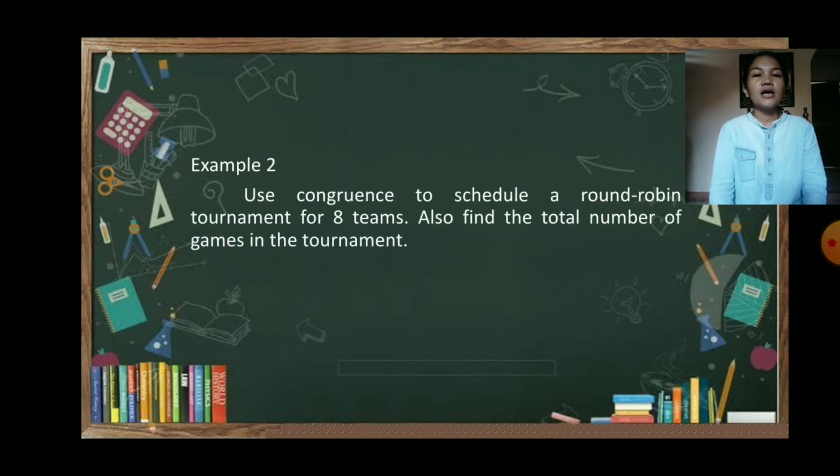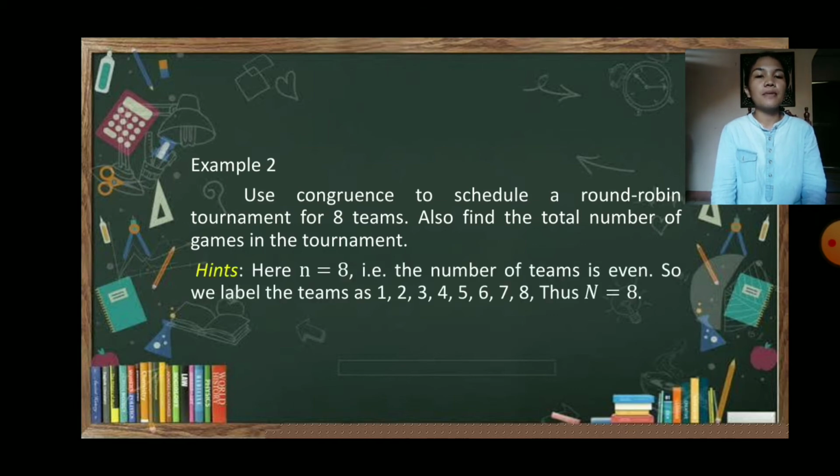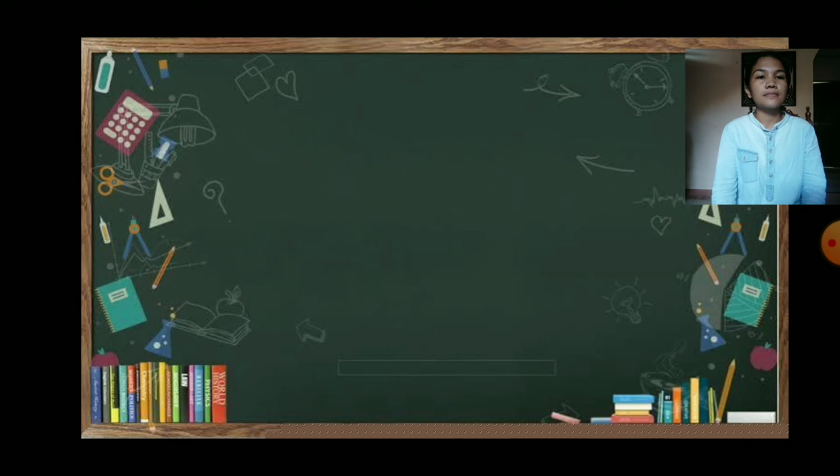Example 2. Use congruence to schedule a round-robin tournament for 8 teams. Also find the total number of games in the tournament. Hints. Here, n equals 8. The number of teams is even, so we label the teams as 1, 2, 3, 4, 5, 6, 7, 8.